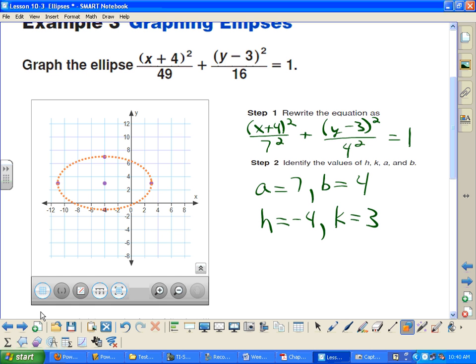And there's the graph. So graphing them, all we need to do is identify A, B, H, and K. And then you need to know which way they go. I'm always going to graph the center first. After I graph the center, I look for the bigger number. If it's under the x, I go that much left and right. Whichever one's under the y, I go that far up and down from the center. And that's all you have to do to graph the ellipses.